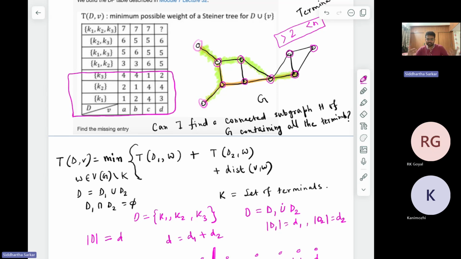But once you have the base case, then you can start looking up. Using this recurrence, you can start looking up values and fill all these other entries.